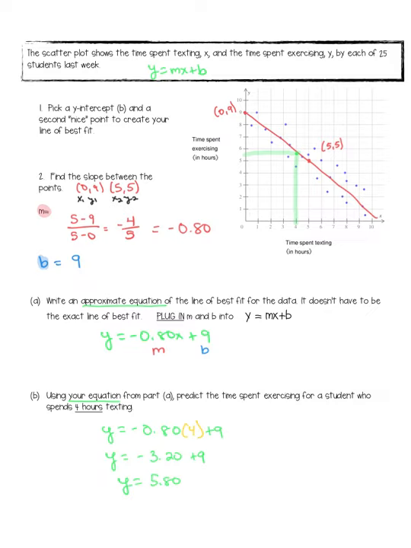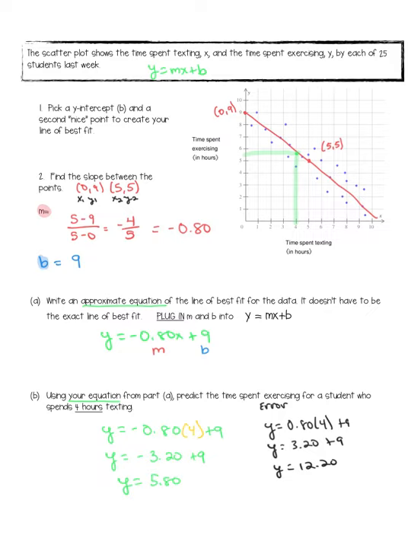Let's say you forgot the negative sign. So I'm going to do this in black. We're going to do the error. You forgot the negative sign on your slope. y equals 0.80 times 4 plus 9. y equals 3.20 plus 9. y equals 12.20. So let's see if I'm right.